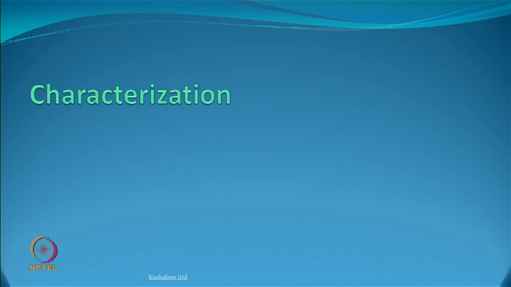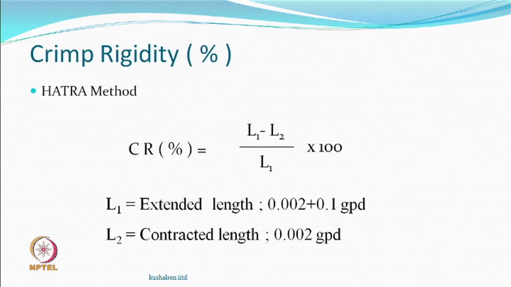So, let us look at the characterization itself. We did talk about this method called the Hatra method. So, this is called crimp rigidity. So, higher is the rigidity, better is the texturing, we may at least conclude. What it means is that it recovers much more after the load. So, if it recovers less, then obviously it is not so good. So, this is how we will work on.